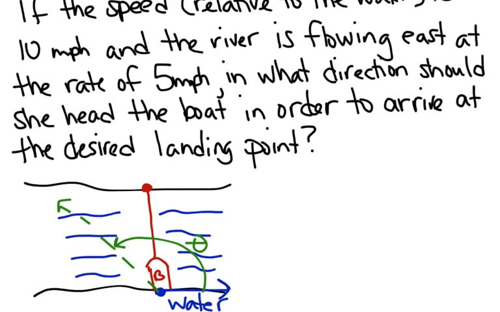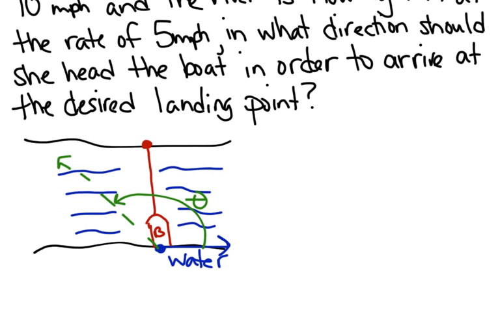Well, I've drawn a picture here to let us know what's going on. The woman in the boat wants to head straight across the river, so straight in what we're going to call the northerly direction. The problem is that the water is flowing east at 5 miles an hour, which means it's actually pushing the boat towards the east. So in order for her to go directly north across the river, she has to go at an angle kind of to the west. We want to find that angle.